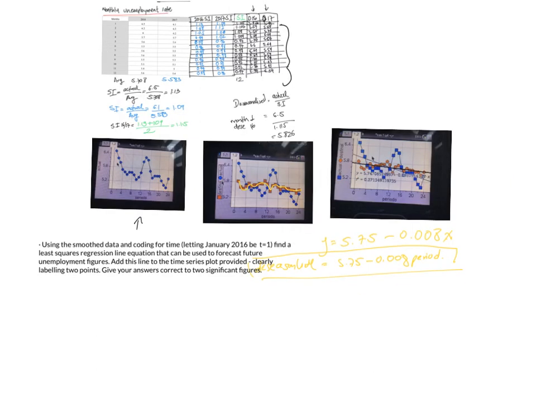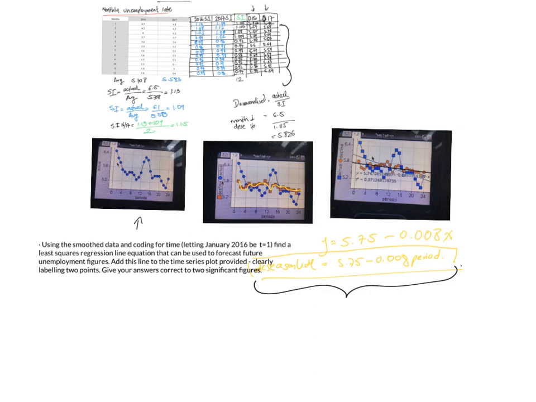Then with our last equation, we can answer the next point of question 4, which asks us to find the least squared regression line, the equation that can be used to forecast the future unemployment figures. And this is the equation that we can use to forecast that future unemployment figure.